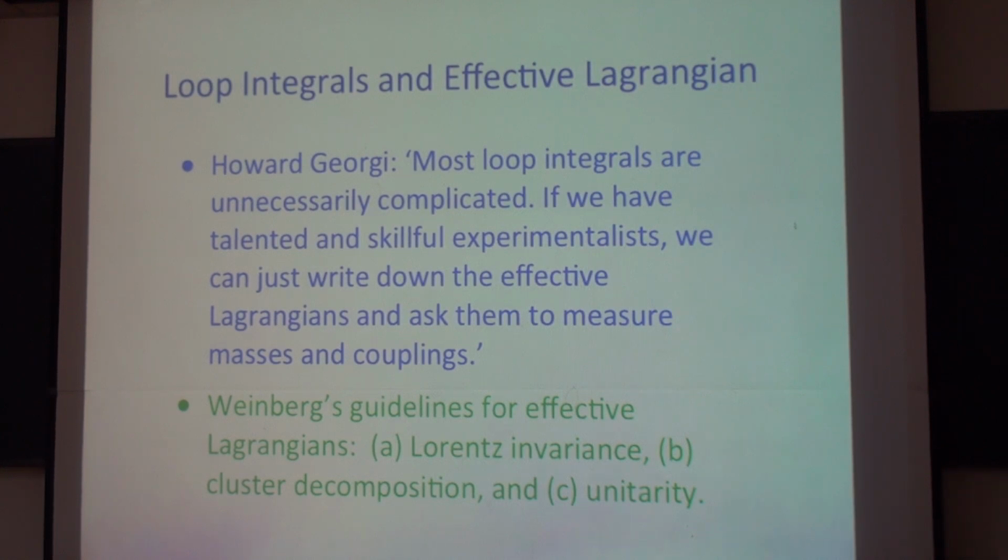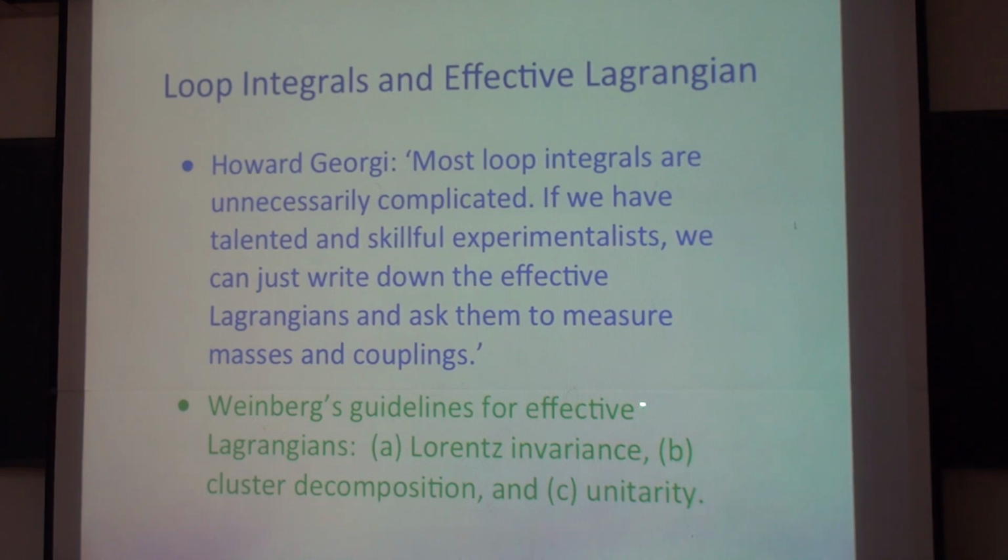One time in a conference, Howard Georgi said, many people like to do loop calculations. But to me, most loop integrals are unnecessarily complicated. So he suggested if we have talented and skillful experimentalists, we can write down an effective Lagrangian that we like. Then we tell our friends, here are some masses and couplings. Please measure for us. Then we can use that Lagrangian to do our calculations. Of course, effective Lagrangian has its limits.